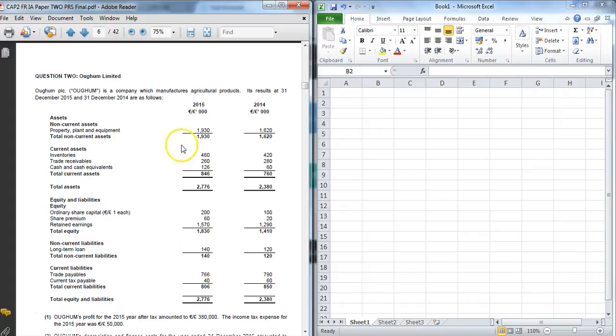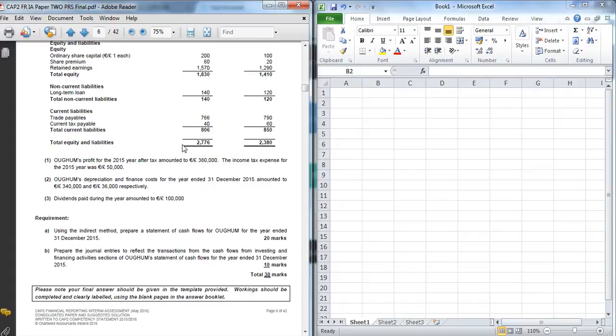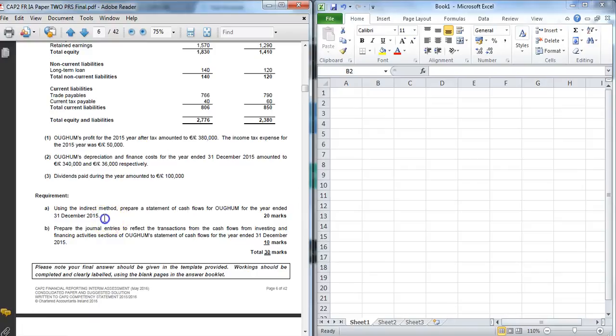As was now here in May 2016 question 2, we're asked a variant of that where you're asked to both prepare the statement of cash flows for 20 marks using the indirect method, but also prepare the journal entries relating to the investing and financing activities of OHM for the year end 2015. So you have 30 marks in total. For a 90-minute exam, you're talking around 25 minutes. So again, always put that in context. Can you get this question out in the time required?